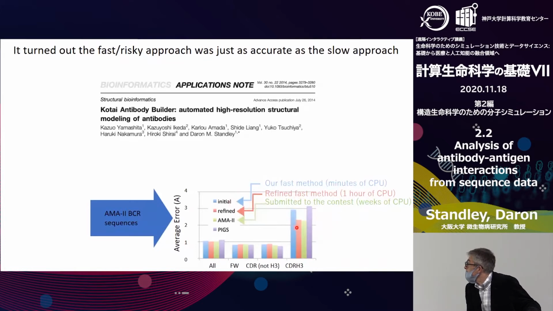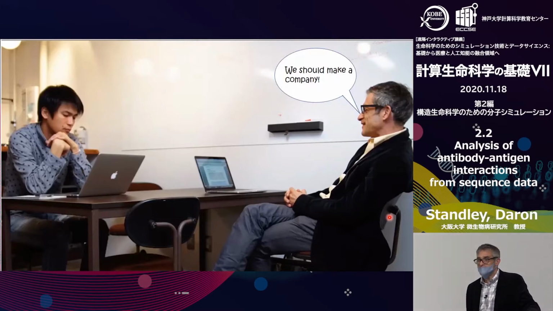These are the errors again. So errors were higher, and the green here is how we did in the contest. But if we just did 1 hour of refinement, we could reach the same level of error. That's kind of interesting. And it definitely influenced my approach to doing antibody modeling. And it made me ask my assistant professor at the time, Kazuo Yamashita, should we make a company? Because if we beat Schrödinger, hey, why not?